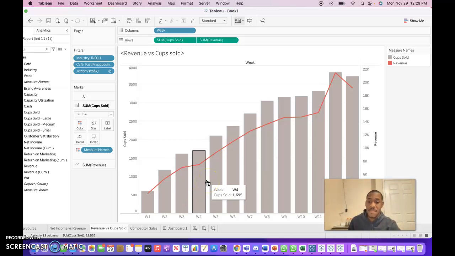Our next graph we will look at revenue versus cups sold. Now, our average cups sold per week is approximately 2,710 cups, and the most we ever sold in a week was on week 12, which is 3,826 cups. This can be seen in the graph. This shows that it is a unimodal distribution because we can see that there's only one peak.